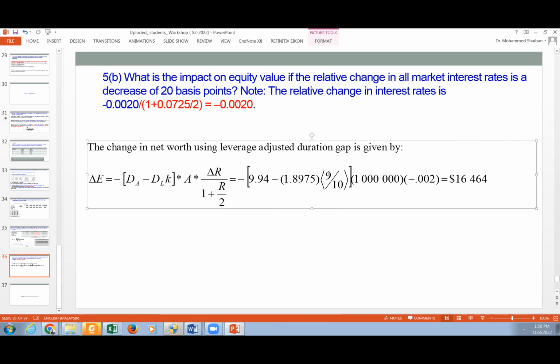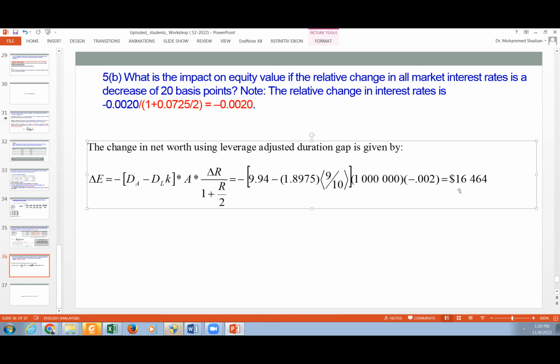So the leverage, which means liabilities over assets, is 9 over 10. Now you multiply by the total assets, and you multiply by this one, which is the change in I over 1 plus I, and you find this 116,464.